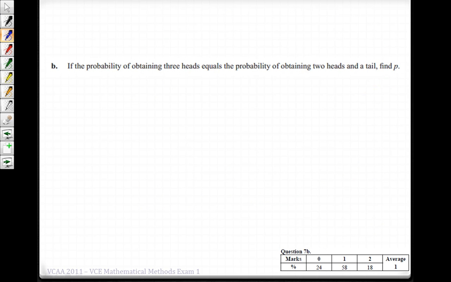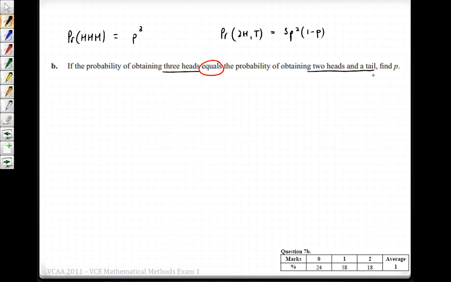Okay, so question B asks us to relate the things we've just found in A1 and A2. So we had the probability of 3 heads was equal to P cubed, and the probability of 2 heads and a tail in no particular order was 3P squared, 1 minus P. So if the probability of obtaining 3 heads is equal to the probability of obtaining 2 heads and a tail, find P. So that just lets us equate these two together. So we get that P cubed equals 3P squared, 1 minus P.